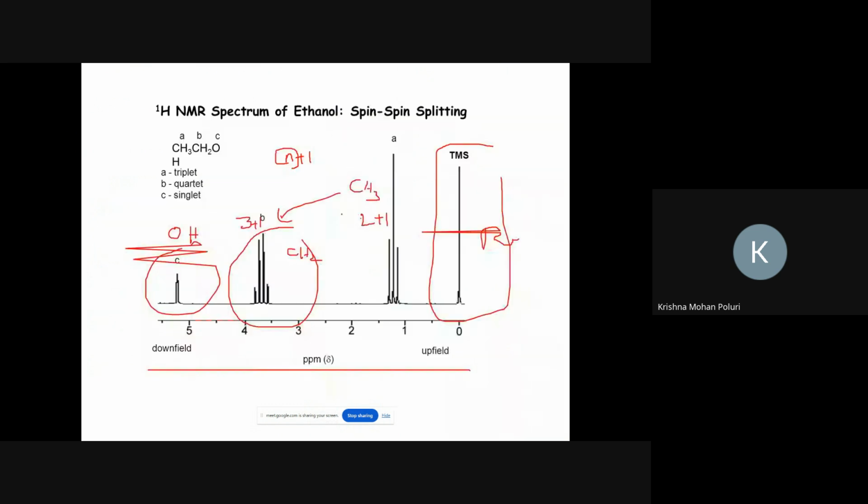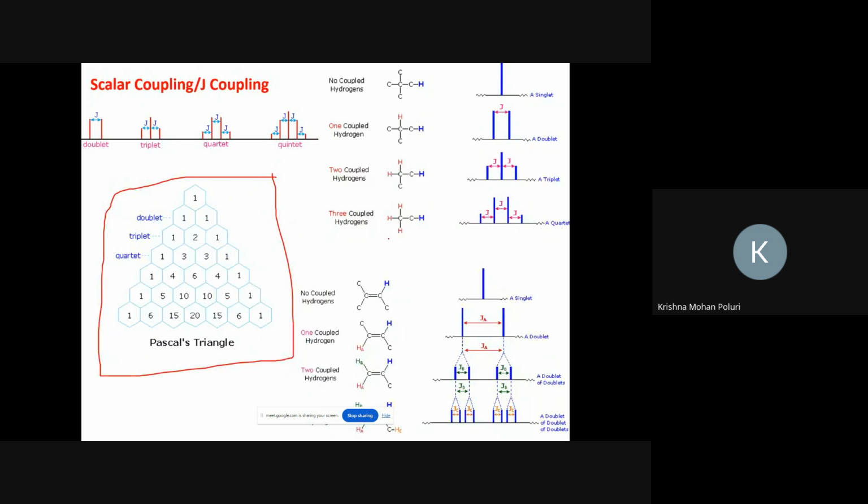The intensity: if there are 3 peaks, it is 1:2:1, and if there are 4 peaks, it is 1:3:3:1. So this is called a Pascal triangle, which they follow. Now using this, you call it coupling. Coupling means when 2 hydrogens are attached, they talk to each other, and that is why coupling is essentially interaction.